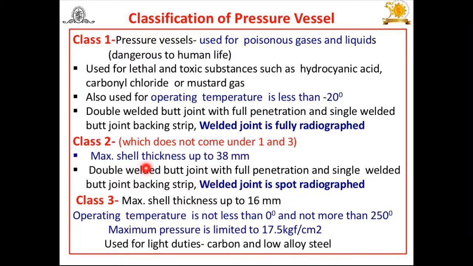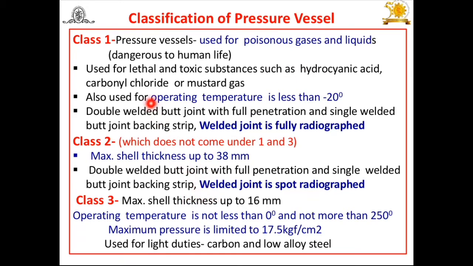Then the second one, class 2 pressure vessel. It doesn't come under class 1 or class 3. But the maximum shell thickness of this pressure vessel is up to 38 mm. And here also you will find double welded butt joints with full penetration and single welded butt joints with backing strip used in class 2 also. Even in class 1 you will find the same types of weld joints. The only difference is the wall thickness, and they are not used for toxic or poisonous gases or liquids.